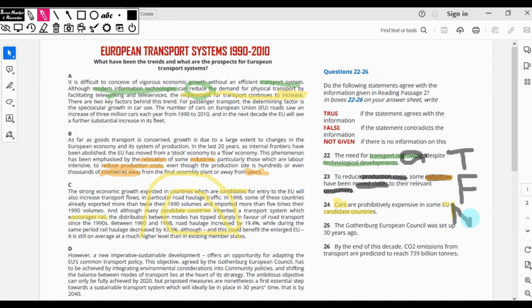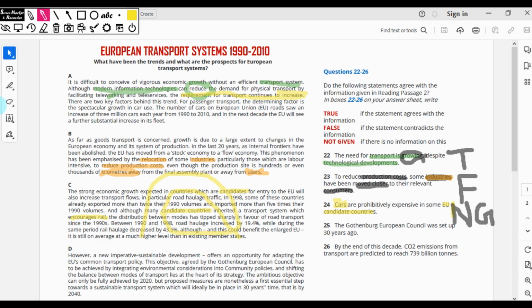In case of not given, if there is no information in the passage, then we need to indicate that it is not given. Like the 24th question, there is no related information about the car, but there is related information about rail, but no information about car, no information about bike, no information about anything. So if the question says planes are prohibitively expensive in some EU candidate countries, in this case it is also going to be not given.